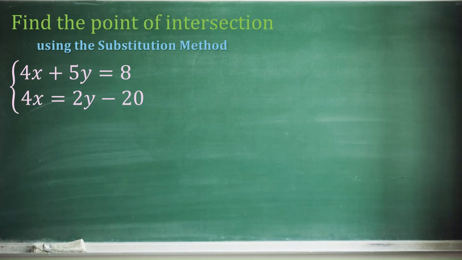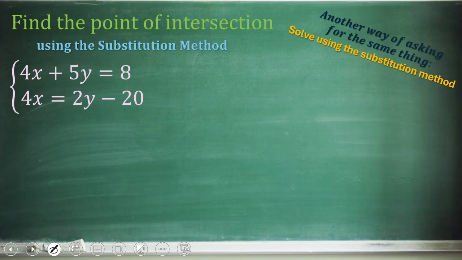It's your friendly math tutor, Miss C, here to unlock the magic of finding the point of intersection using the substitution method. You might have seen directions for this type of problem in a slightly different way. Another way that we can ask the exact same thing is to say solve using the substitution method. These two directions mean the same thing because in both you're solving for x and y, and that x and y value is where the two lines intersect. So that's why they mean the same thing.